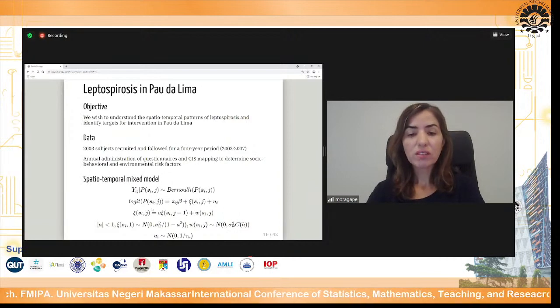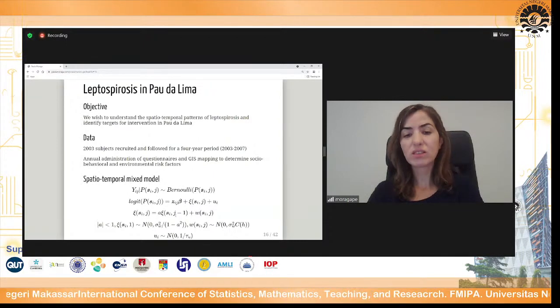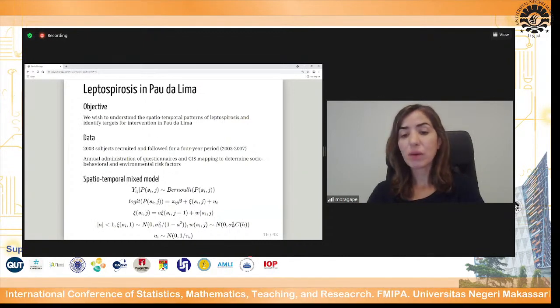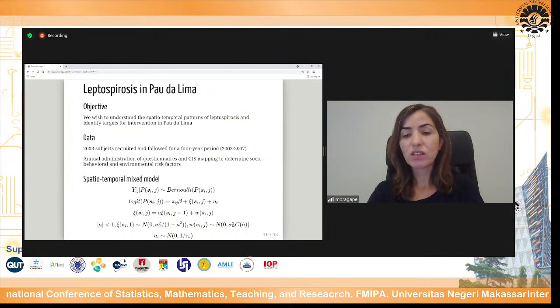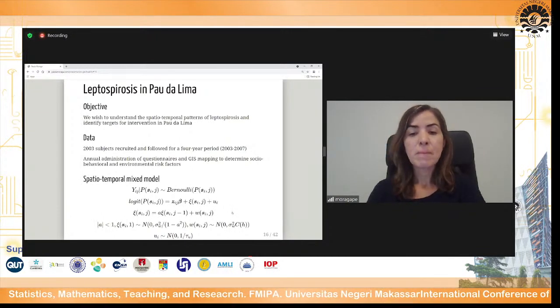For the random effects, we use a spatiotemporal random effect where there is an occurrence on the previous time and also on a component that is temporally independent but spatially dependent at each of the times, and also a component to model susceptibility within individuals.